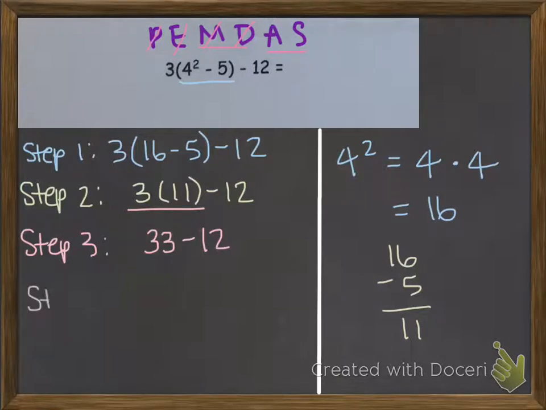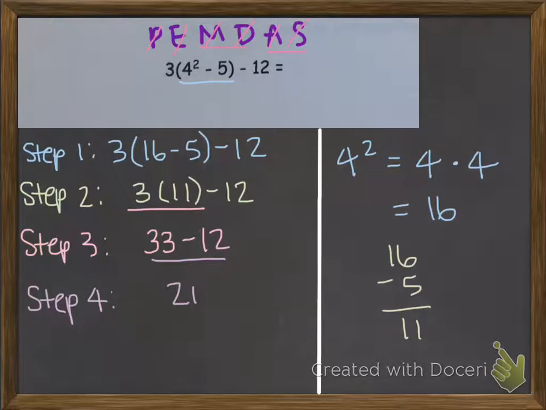So step 4 is doing the only operation that's left, which is subtracting. 33 minus 12 is 21. And I'm going to go ahead and look just to make sure there are no more operations left. There aren't because 21 is a number. No operations. So I'm done with PEMDAS, and that is my answer.